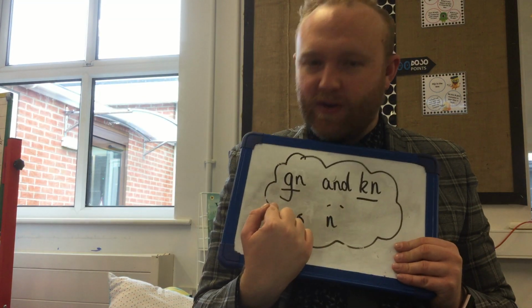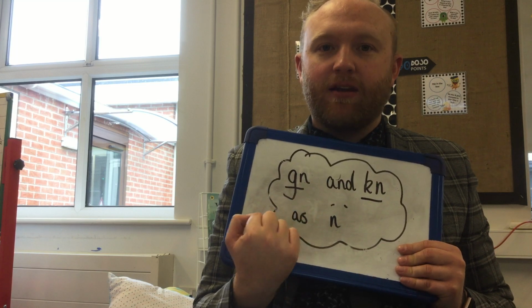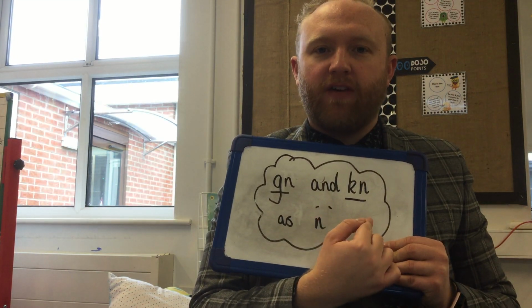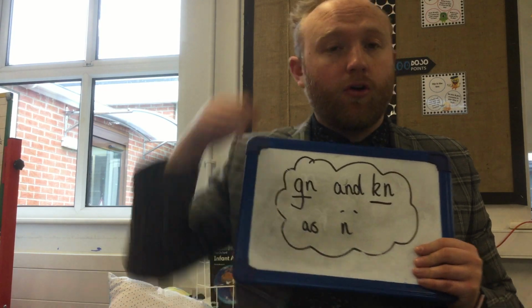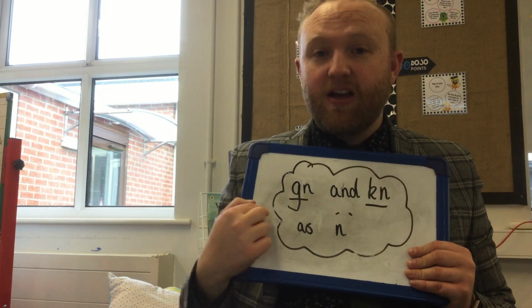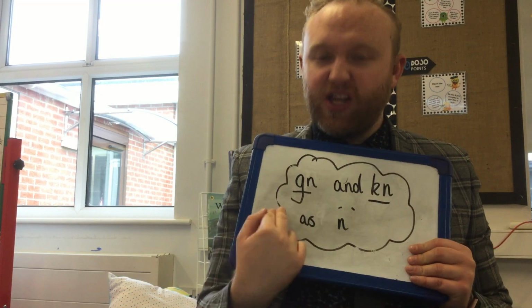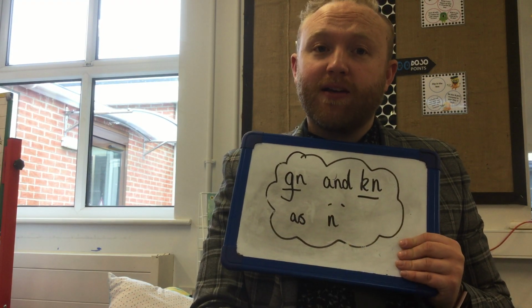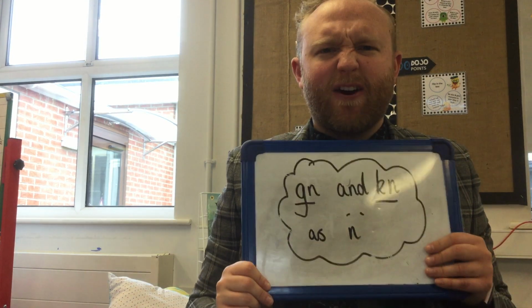In the first one, we've got the grapheme G and N. So a G and an N together. And in the second one, we've got a K and an N in our grapheme. And the phonemes that both of these make, or the sound that both of these make, is a N sound. So GN makes a N sound, or phoneme, and a KN makes a N phoneme as well. Okay?